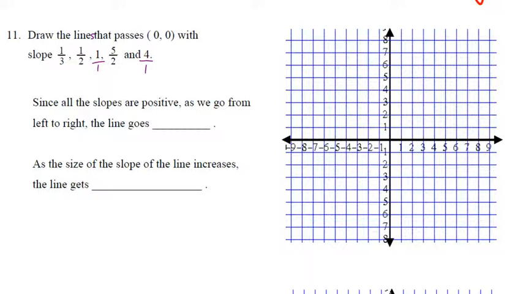Okay, pass through 0, 0 with a slope of 1/3, so 0, 0, up 1 over 3, up 1 over 3, down 1, left 3, down 1, left 3. Okay, 1/3 is either positive 1 over positive 3, which is up 1, right 3, or it's negative 1 over negative 3, which is down 1, left 3. Okay? So there's the first one.